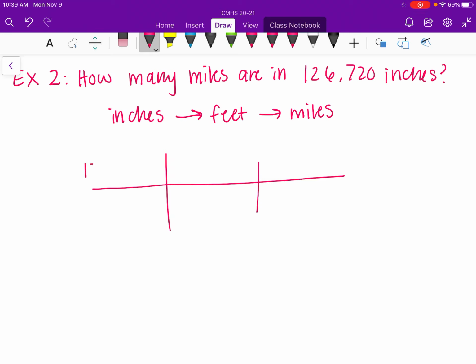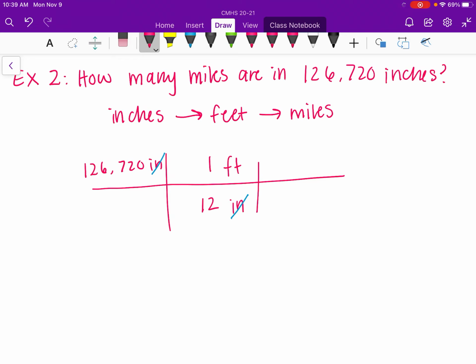And we started with 126,720 inches. Okay, so now we have to go from inches to feet. How many inches in a foot? In a foot is 12. So inches, should that be on the top or the bottom? Remember, we want to cancel out. So inches should go on the bottom, feet should be on the top. We said they're 1 foot, 12 inches. So look, now the inches cancel out.